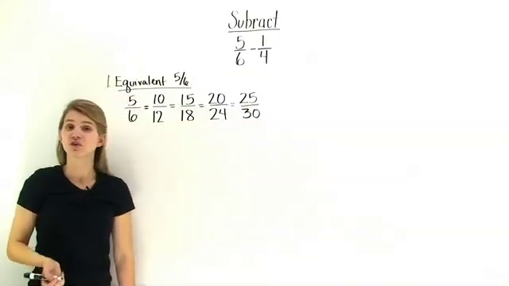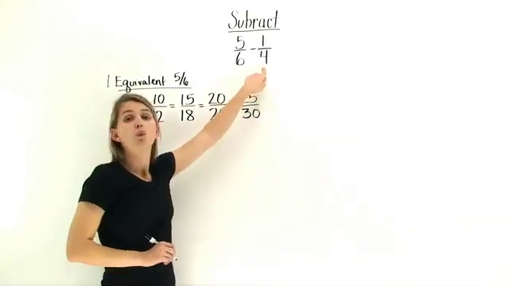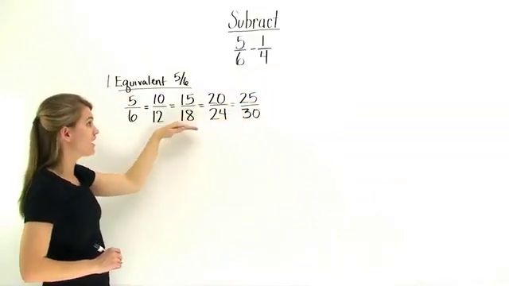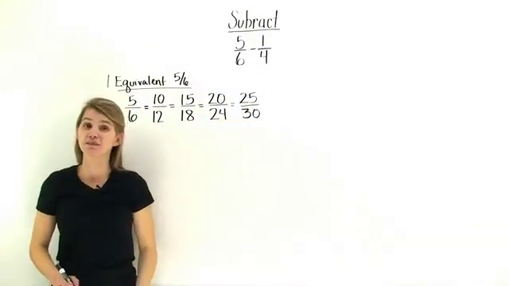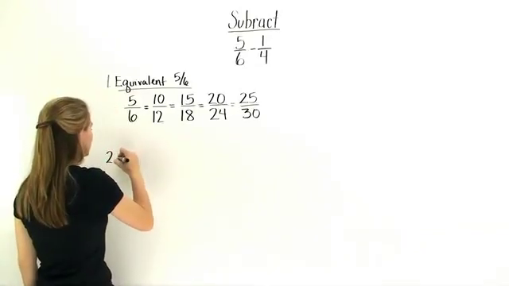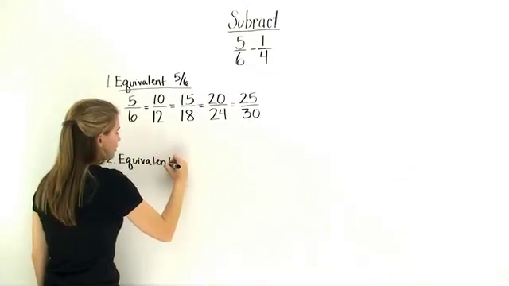The next thing we want to do is make a list of some of the equivalent fractions to the fraction 1/4. Once we make that list, we can compare it with the denominators in this list, and we can look for a denominator that's the same in both lists. Let's go ahead and do that now. Let's make a list of equivalent fractions to the fraction 1/4.